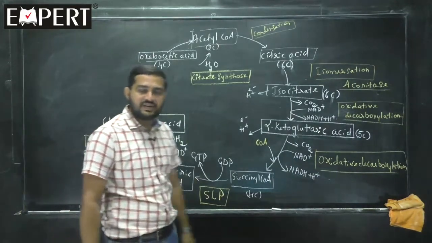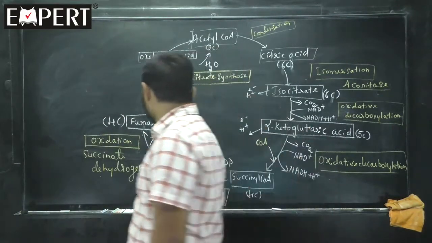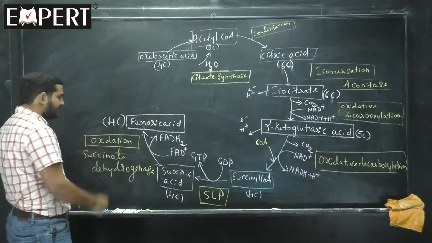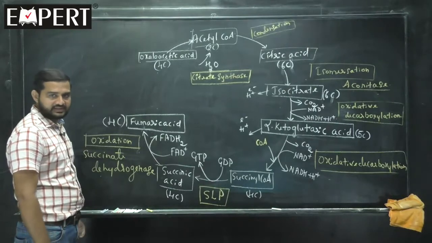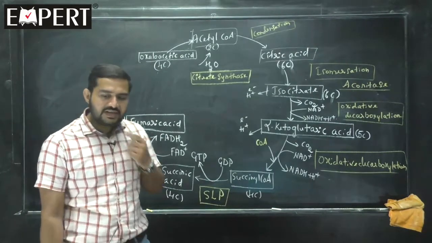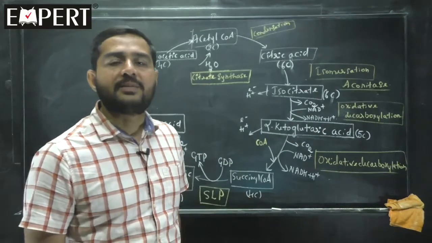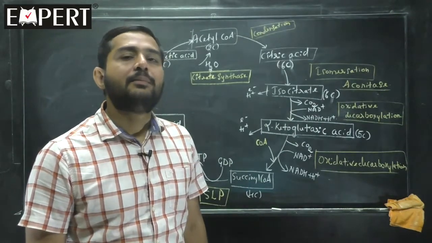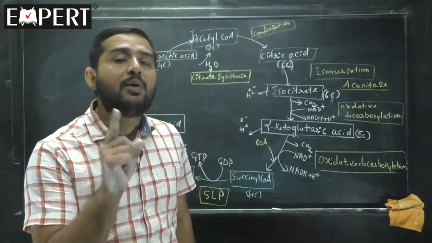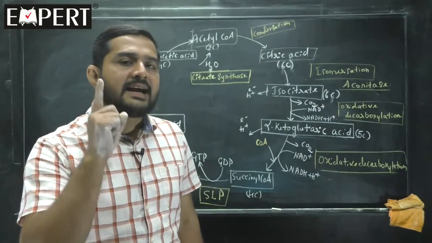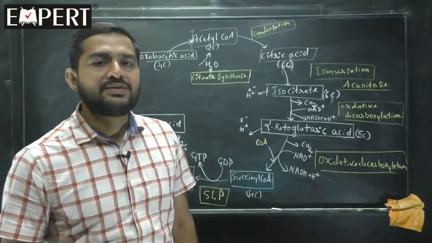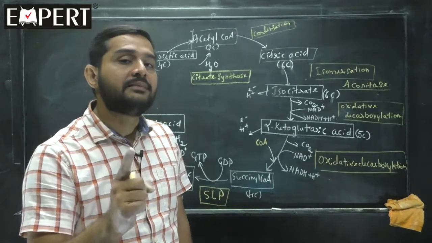Succinate dehydrogenase is an enzyme. So, the succinic acid is going to become fumaric acid by an oxidation step in the presence of succinate dehydrogenase. Remember, succinate dehydrogenase is the only enzyme of the Krebs cycle not present freely in the mitochondrial matrix. It is a membrane bound enzyme. Please do not forget that.